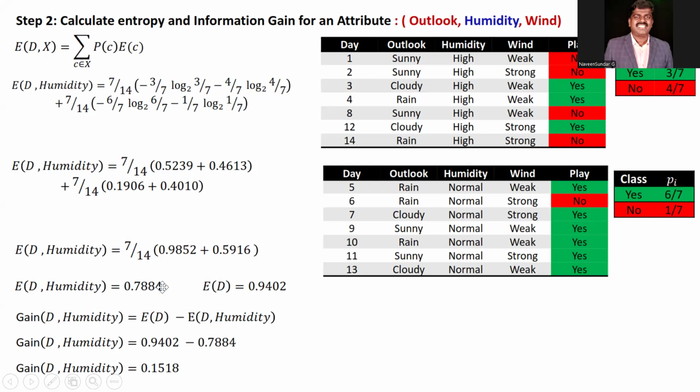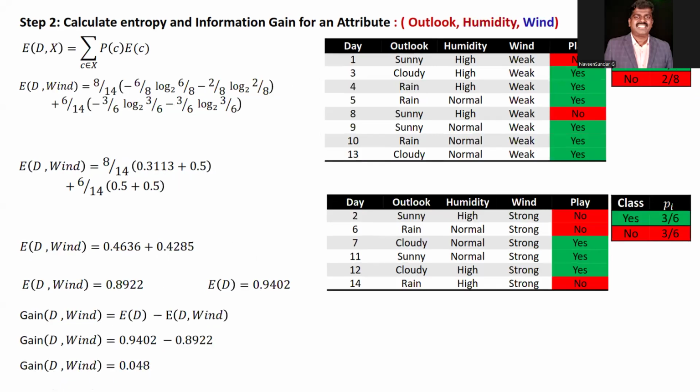How exactly I did it for outlook, in the same way I'm doing for humidity as well. So I'm getting the subtraction of this and I'm getting 0.1518. Similarly for wind, I have to calculate. How to calculate for wind? How many categories are available? Weak and strong. So here also two tables only will be getting. Okay, let us see for wind.